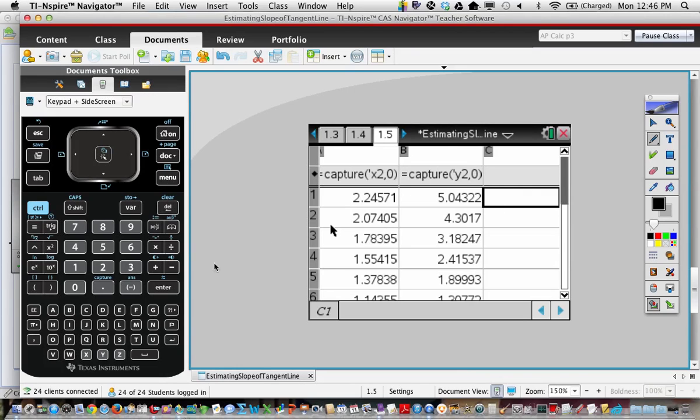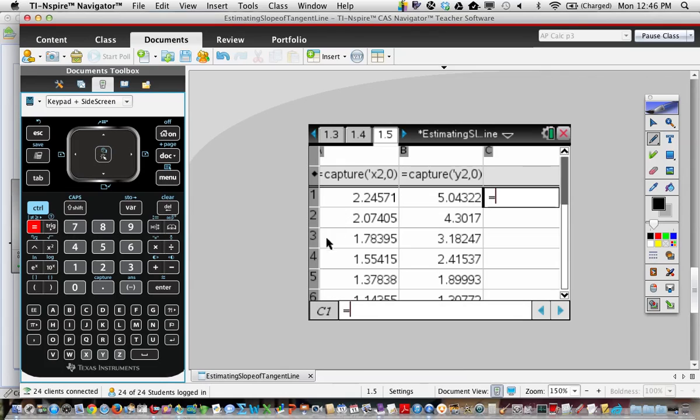So just subtract the y's. Now I have to put an equal sign first. I'm going to hit an equal sign, and I'm going to put a left parenthesis. And my y value is right here in B1, so I'm going to type B1. Oops, not BB1. B1 minus what?